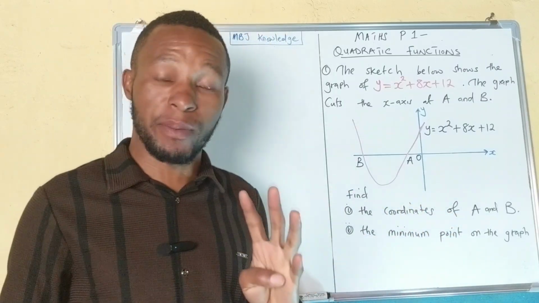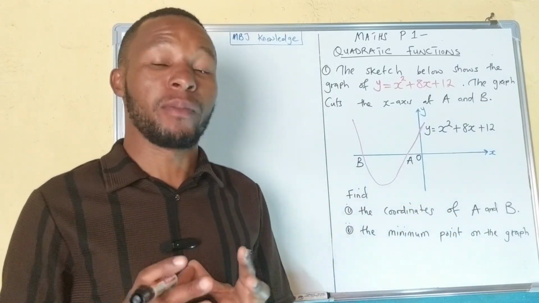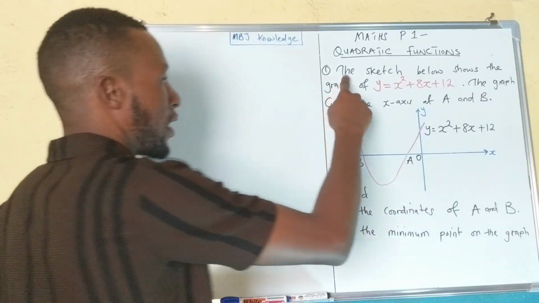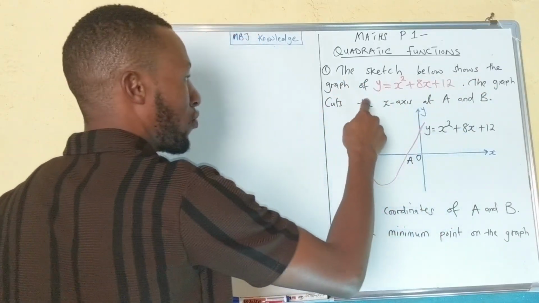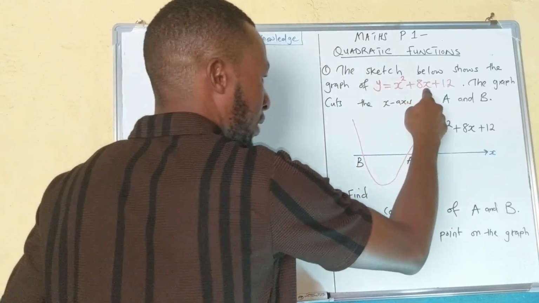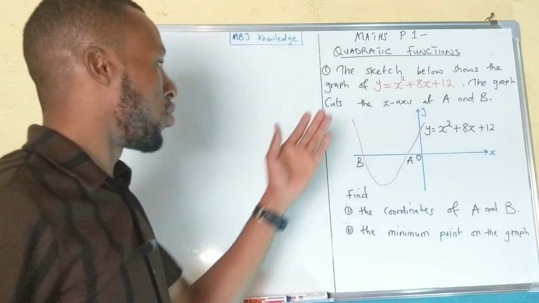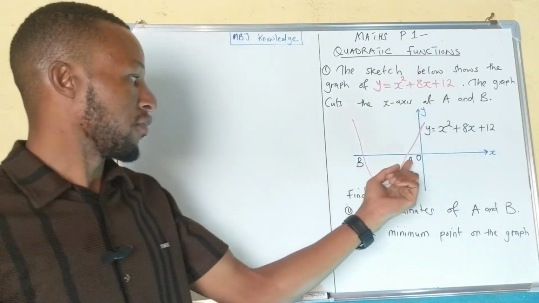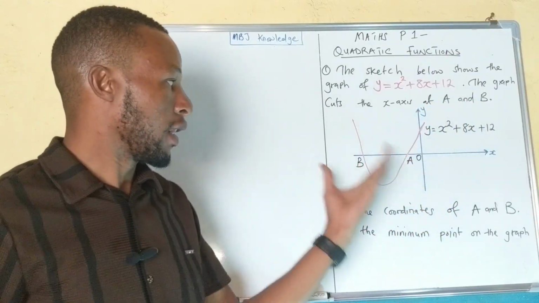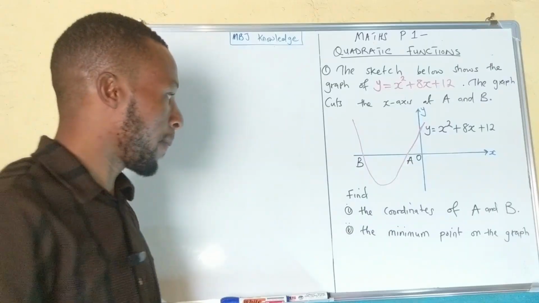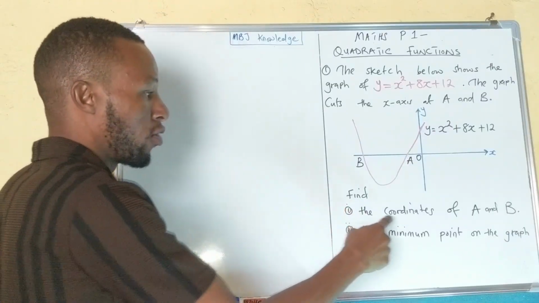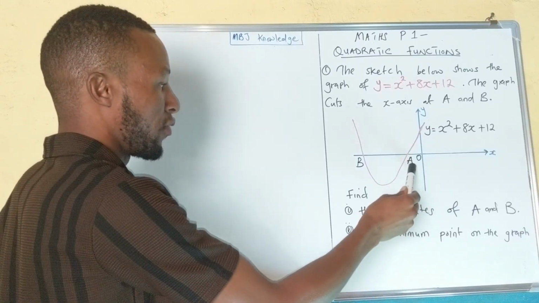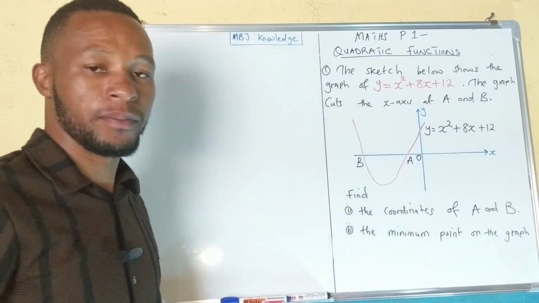It carries 4 marks in paper 1. Remember, mastering paper 1 is the beginning of passing mathematics. So the question says, the sketch below shows the graph of y equal to x squared plus 8x plus 12. The graph cuts the x-axis at A and B, as you are able to see from there. That is B and that is A. This is the graph there. Okay, so the first question is saying, find the coordinates of A and B. So we are supposed to find the coordinates of A and B.